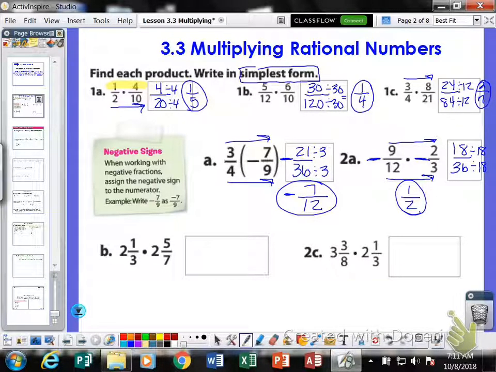Now for the last two, I want to change them. We cannot just multiply them. We have to change them to improper fractions first. Now, remember, to change a mixed number into an improper fraction, we multiply the denominator by the whole number. So 3 times 2 is 6. And then we add the 1, or add the top number. So 3 times 2 is 6, plus 1 is 7.